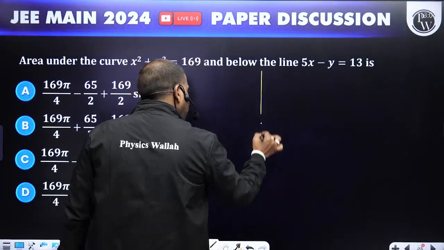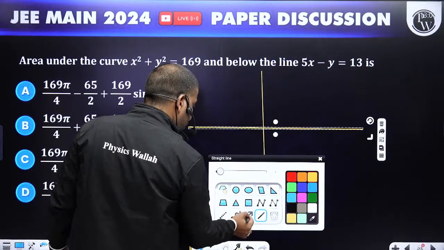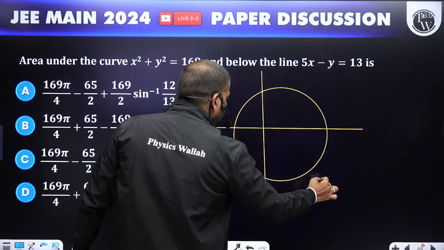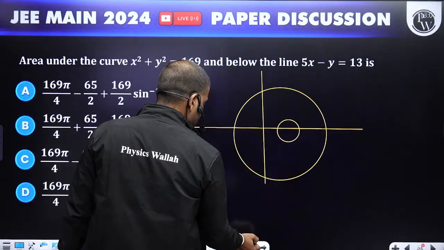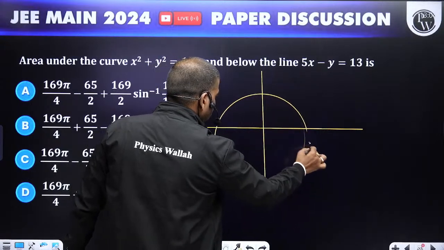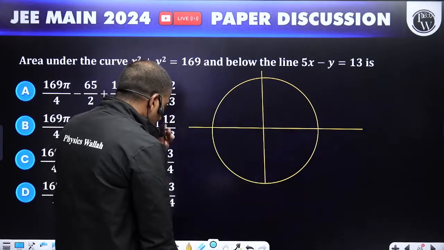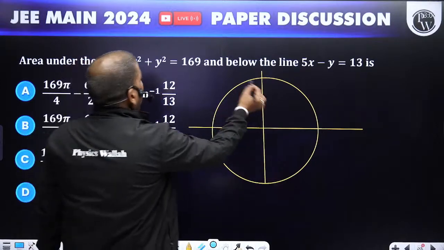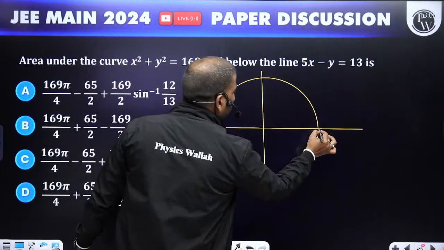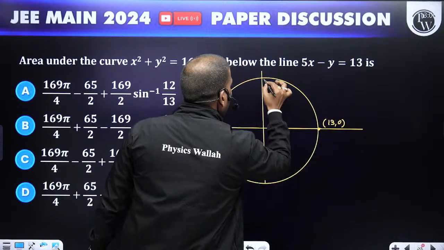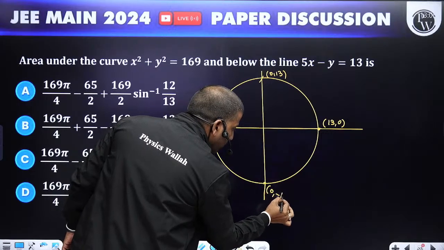Let us see. And afterwards, there is a circle. This is a circle. Observe, x square plus y square is equal to 169. That's the reason we will get here 13 comma 0. This is 0, 13. Right? So this is 0 minus 13.